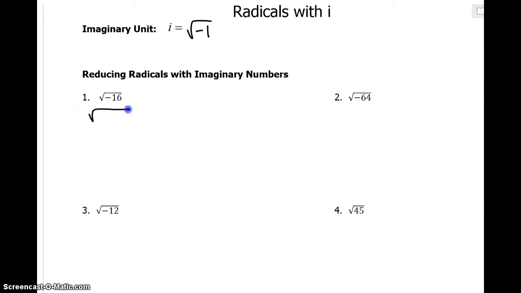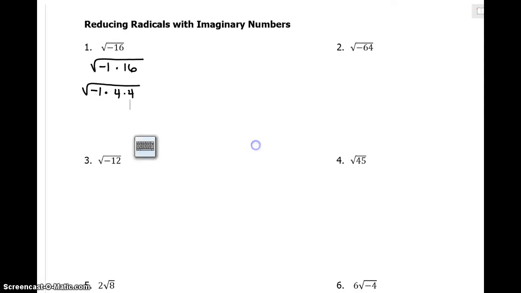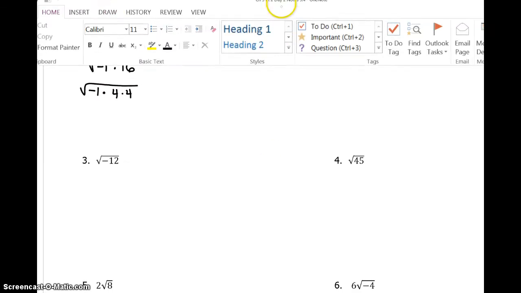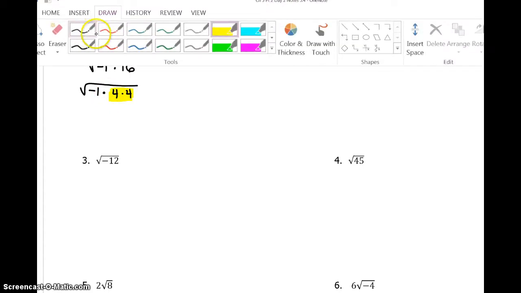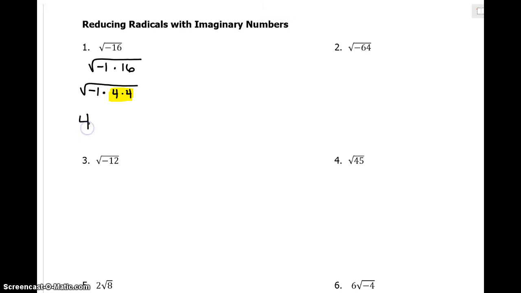We have the square root of -16. Well, we know that -1 times 16 is going to give us -16. But we should also recognize that we can break down 16 into 4 times 4. And remember that all we need is pairs to take out anything. So I'm going to circle my pairs, or highlight them actually. So here's my pair, which means a 4 is going to be coming outside of the radical.